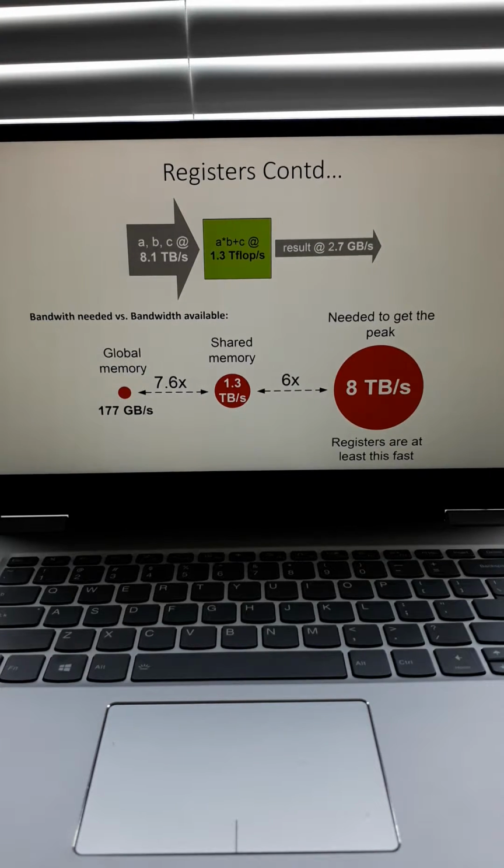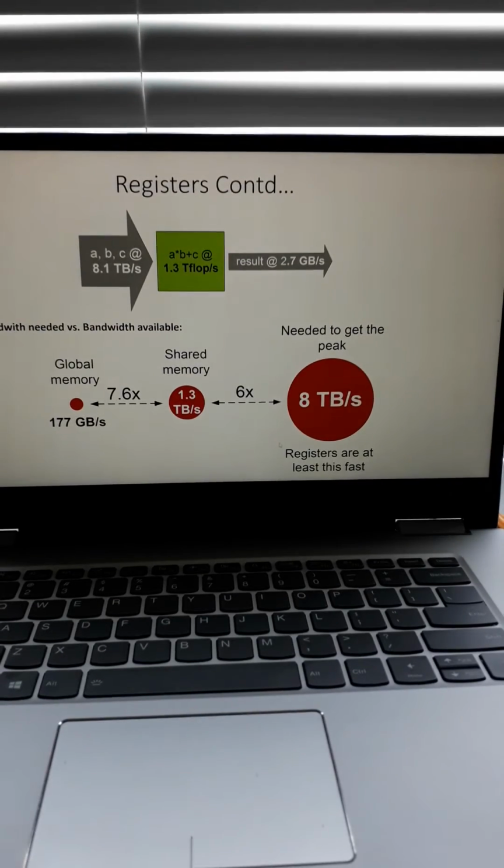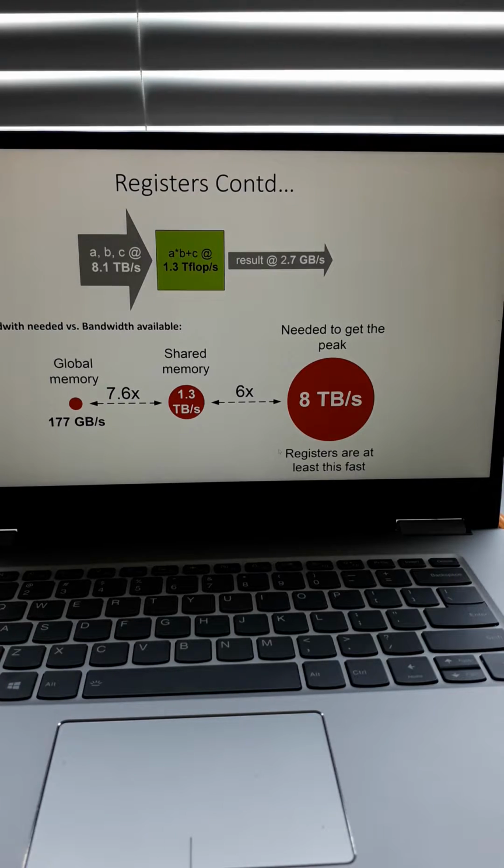Now let's have a look at the bandwidth available. In the global memory, we have 177 GB per second. That's the maximum bandwidth available. The shared memory is somewhere around 7.6 times faster than the global memory, with 1.3 TB per second. And the registers have a maximum bandwidth of 8 TB per second, which is around 6 times faster as compared to the shared memory.